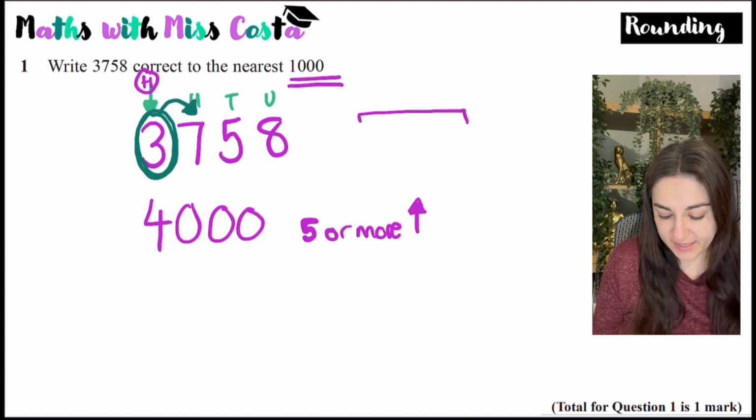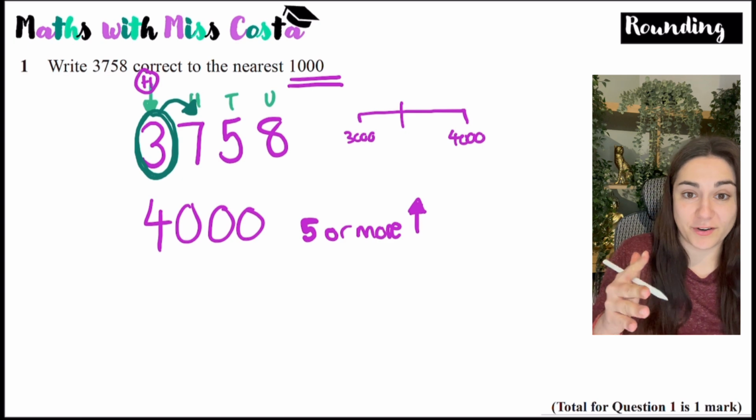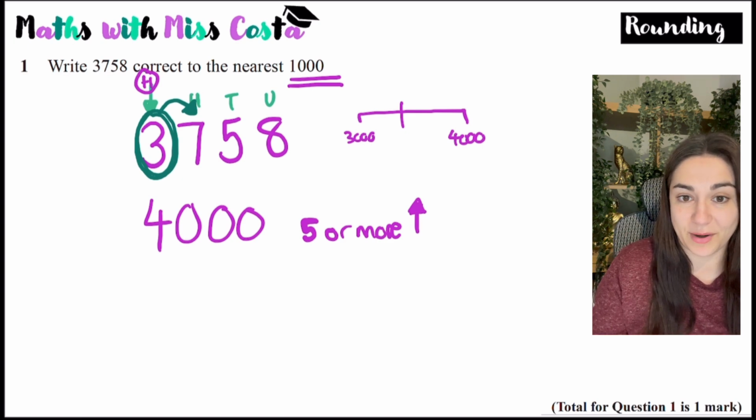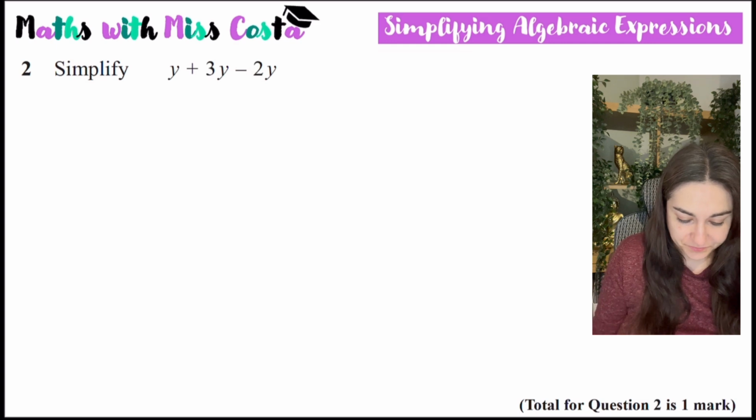So the best way is to just think to yourself, okay, the thousands around 3,758 are 3,000 and 4,000. I know halfway is 3,500. Is it larger than that? If so, it's going to round up to 4,000. But if not, use the circling method.